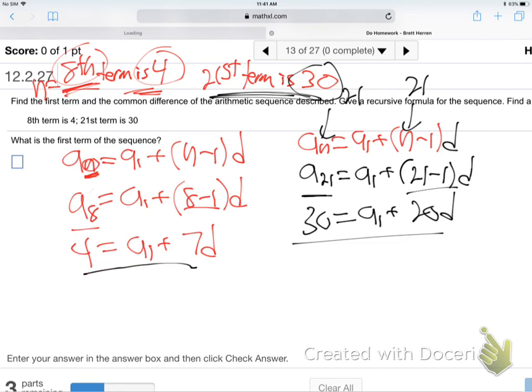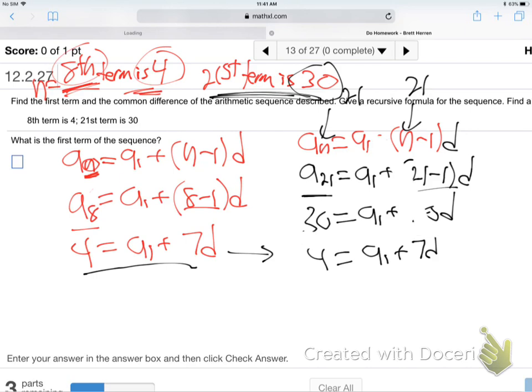We have this and we have this, which is 2 equations, 2 letters. A1 and D. It's like X and Y, but it's A1 and D. We know how to solve 2 equations. So let me put them over here next to each other. Just slide it over there, so they're kind of lined up vertically.